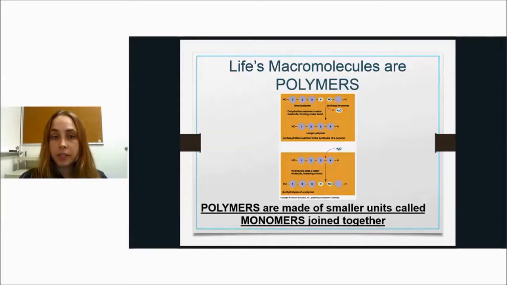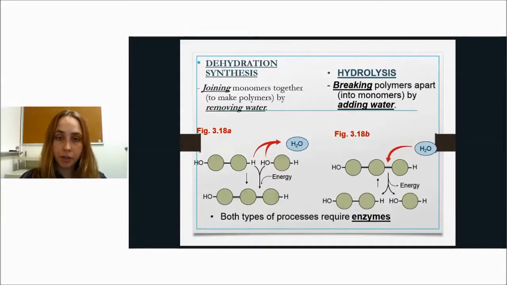The bottom one is hydrolysis. Hydrolysis is the process of adding water to break a bond and go from a polymer to smaller units of monomers. This is a closer picture of the dehydration synthesis and hydrolysis. If you break the words apart, dehydration is the loss of water, and synthesis is to make something. So you are making a polymer, you're making something larger, you're making a bond by losing water. You just take out 2 hydrogens and an oxygen, and then they will bond together.